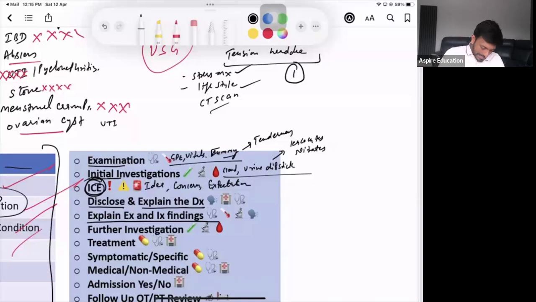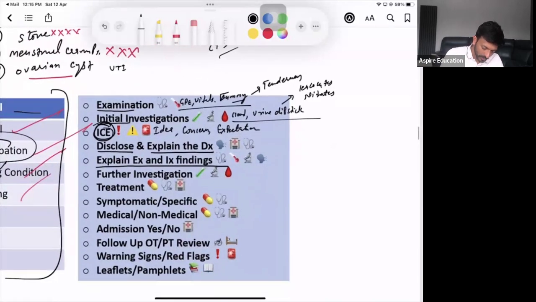Okay. And then what you can do is you can talk about further investigations as well, if you would like to do any. Then talk about the treatment. It's a symptomatic and the specific treatment. Talk about medical and non-medical treatment, right? And if you have to admit the patient, admit. If you have to discharge the patient, discharge. If you're not sure, make sure you involve your seniors.